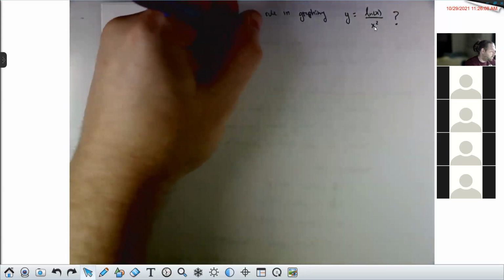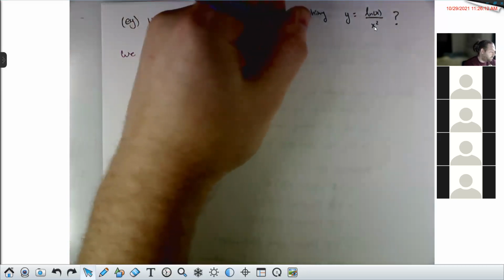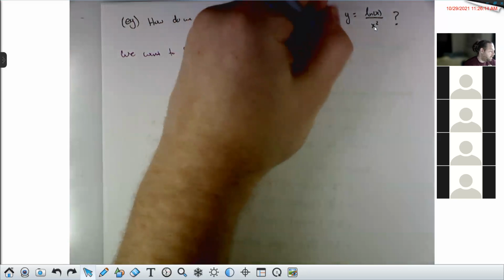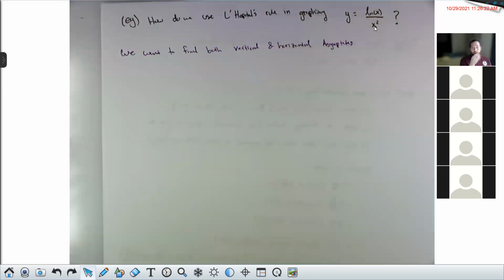We want to find both vertical and horizontal asymptotes. And in that step, we will use L'Hopital's rule. In fact, for both vertical and horizontal asymptotes. So does anybody looking at this, let's start with the vertical asymptotes.